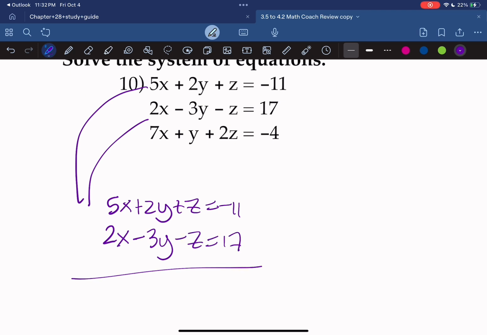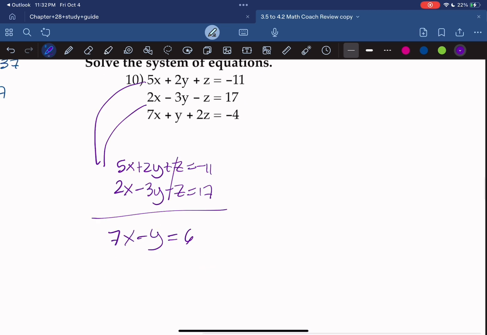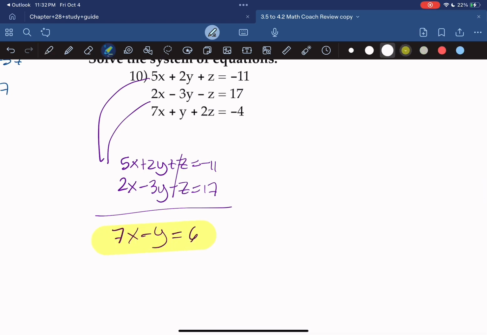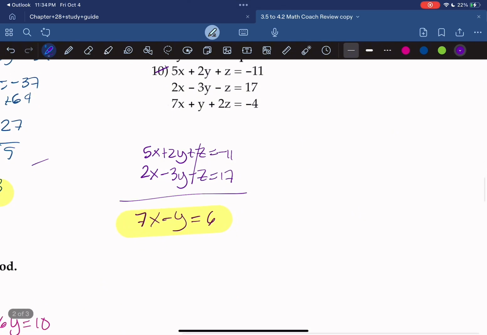Combine and cancel. 5 plus 2, 7x. 2 minus 3 minus y. These cancel and it's gonna give me 6, because it's negative 11 plus 17. So here is our first equation. That's our first equation. Now let's make another one.